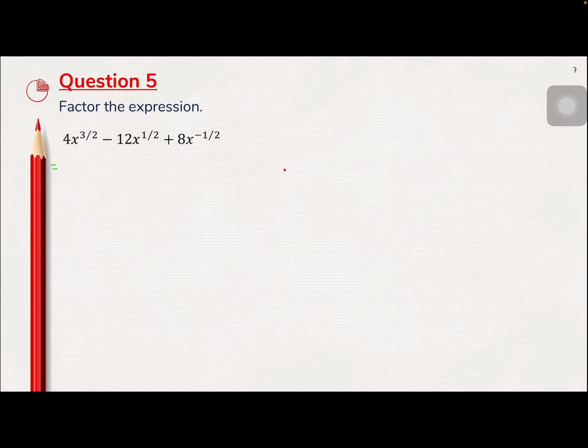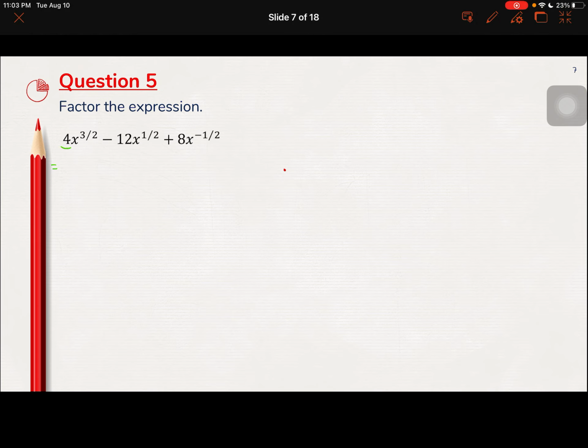let me mark here that I'm working with the coefficients, then I'm going to change the color into black. So I'm getting a common factor 4. Another thing that you need to think about when you are making a factorization is that you are making a division. So 4 divided by 4 is 1, so you are getting here only x to this power. Then 12 divided by 4 is 3, so we get minus 3x to the 1/2. And finally 8 divided by 4 is 2x to the minus 1/2.